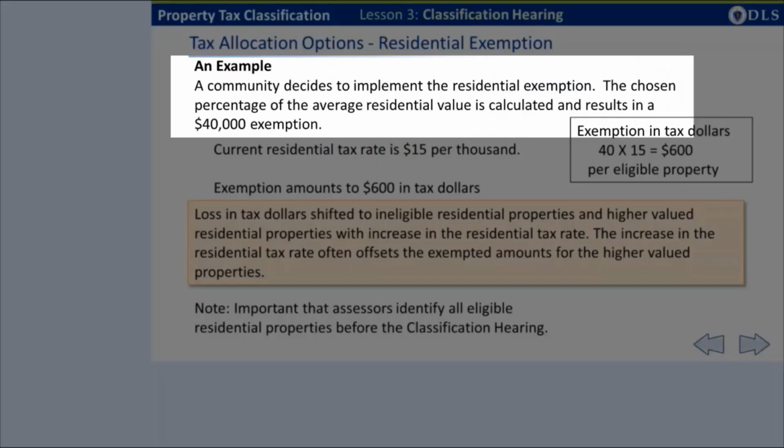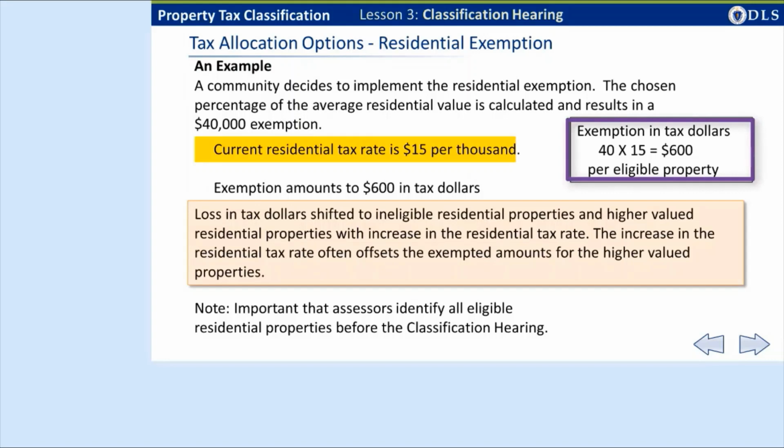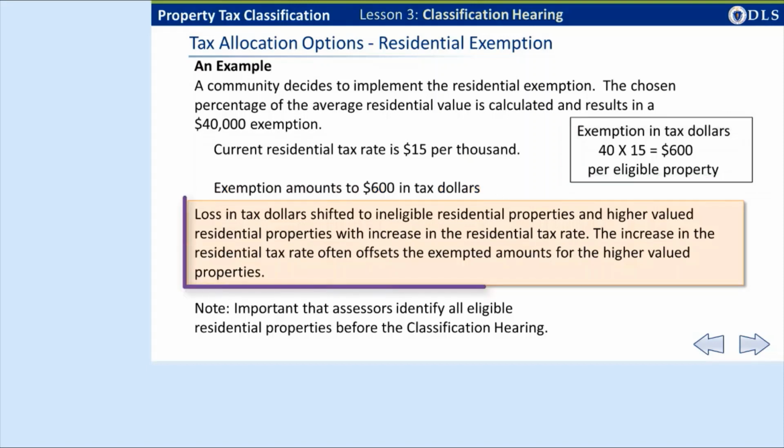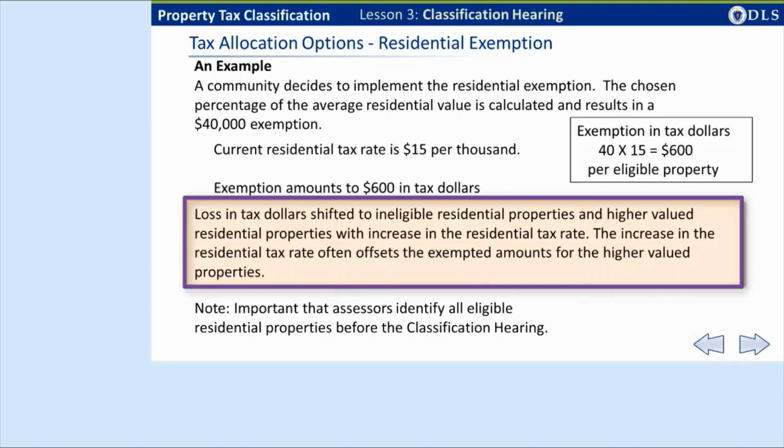As an example, a community decides to implement the residential exemption. The chosen percentage of the average residential assessment is calculated and results in a $40,000 exemption. The current tax rate is $15 per thousand. The exemption would amount to $600 in tax dollars. The loss in taxes created by the exemption would then be shifted to all the ineligible residential property owners and onto the higher valued properties by raising the residential tax rate.